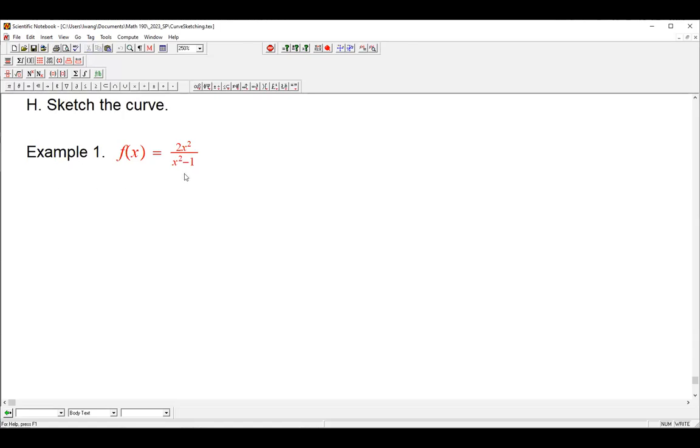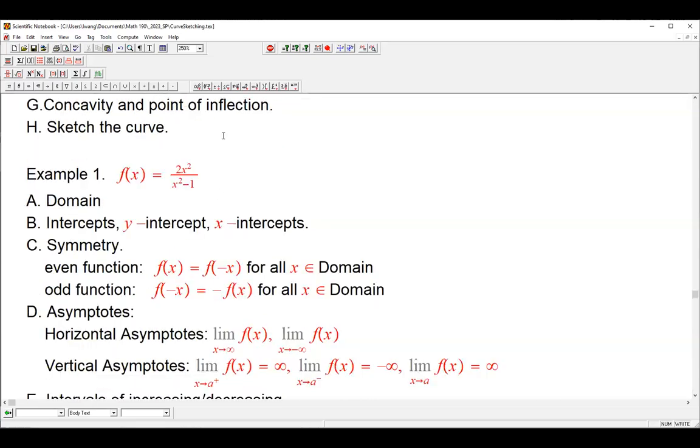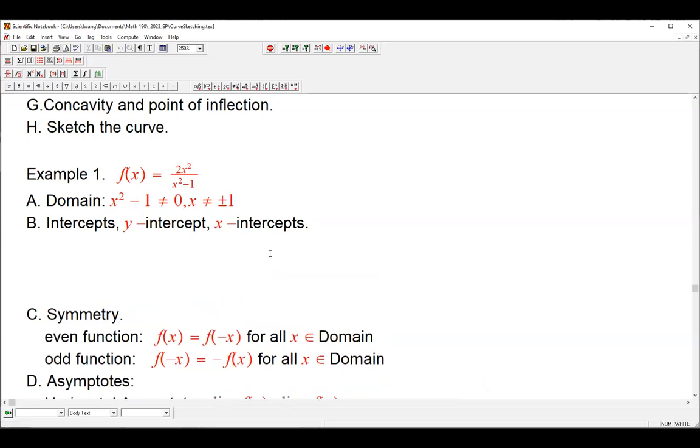I'm going to put all of these items here as our guideline. Step 1, domain. In our case, this is a rational function, so for the domain, the denominator cannot be 0. As a result, we found that x cannot be positive 1 or negative 1. That's it.